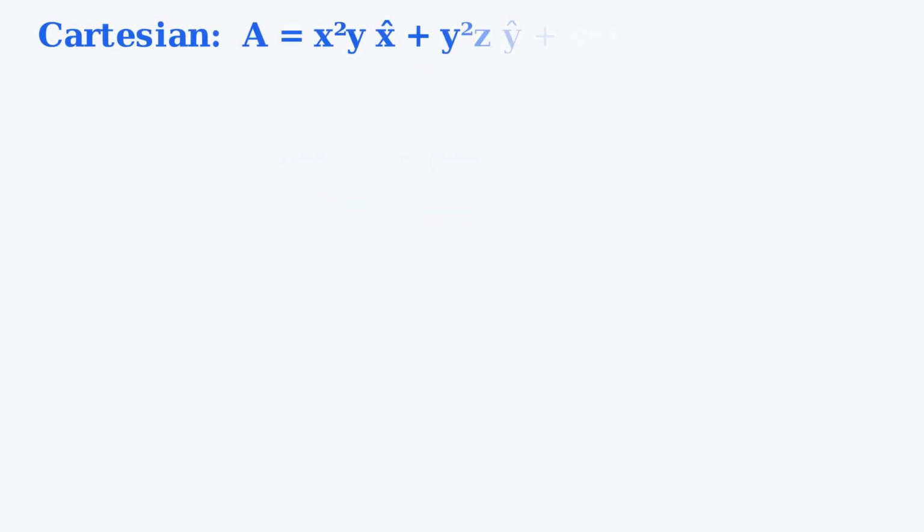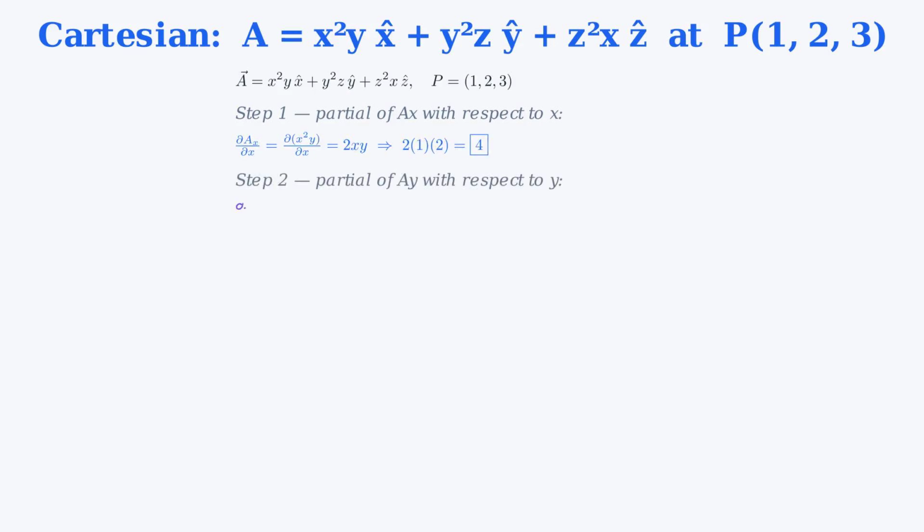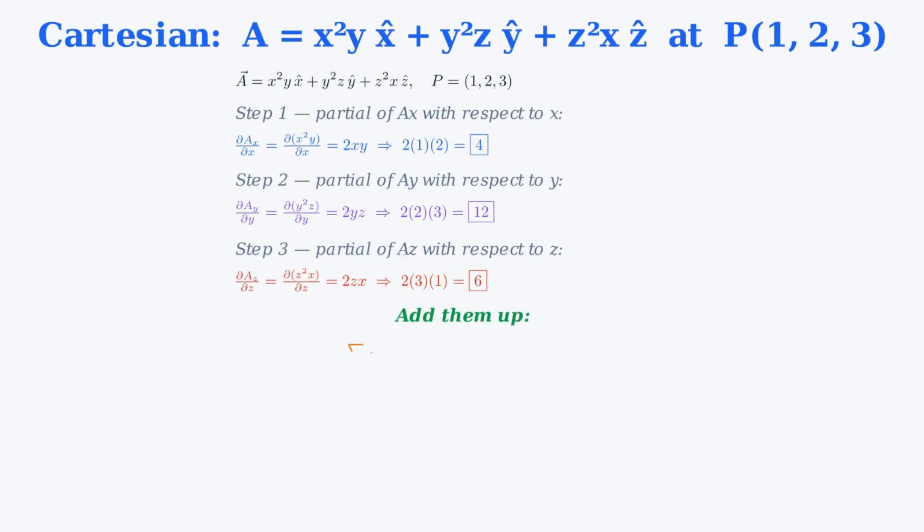Worked example 1. Cartesian. Take A equal to x squared y x hat plus y squared z y hat plus z squared x z hat. Our point is P equals (1, 2, 3). We want the divergence at P. Three steps, one for each component. Step 1. Take partial of Ax with respect to x, where Ax equals x squared y. The y is a constant when we differentiate with respect to x, so we get 2xy. At P, that is 2 times 1 times 2, which equals 4.